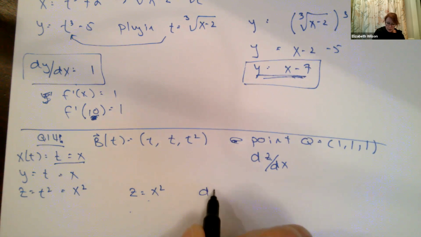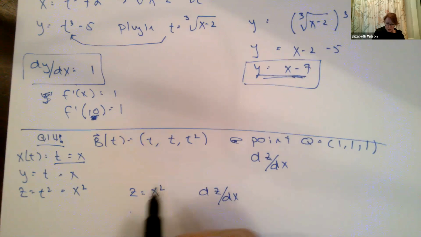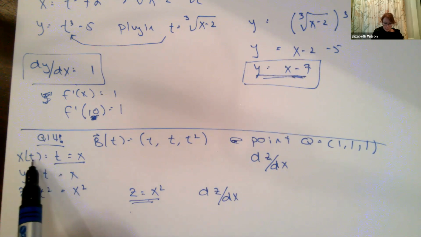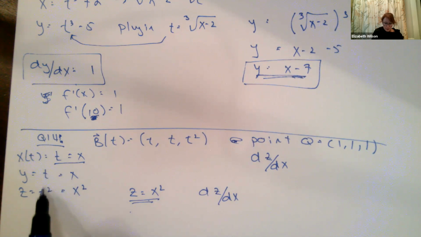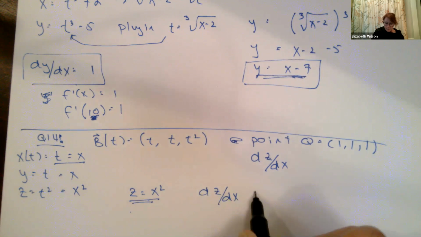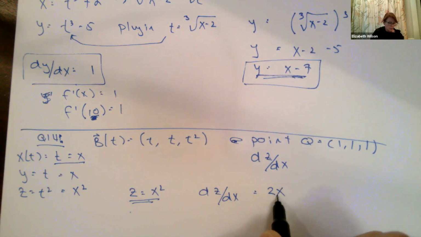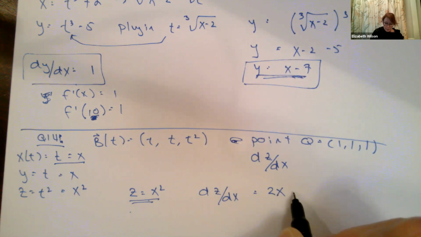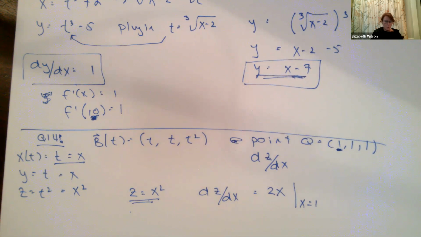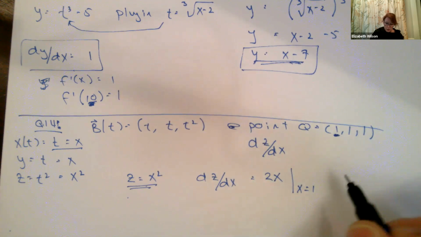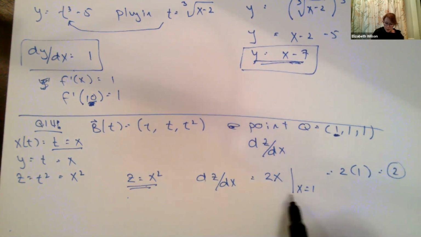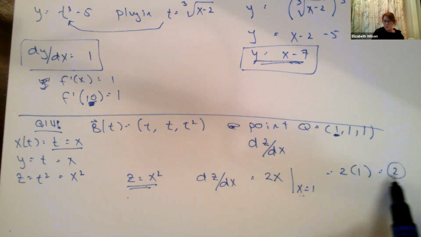Now, if I do dz dx, the derivative of z with respect to x, you see how x is equal to t, so I can plug that into each of these. I'm going to get x and x squared. So here I get z equals x squared. Take that derivative, I'm going to get 2x. But now I want to look at when x is equal to 1. That's where I'm getting that 1 value from. So this is going to become 2 times 1. So dz dx when x is equal to 1 at this point is equal to 2.